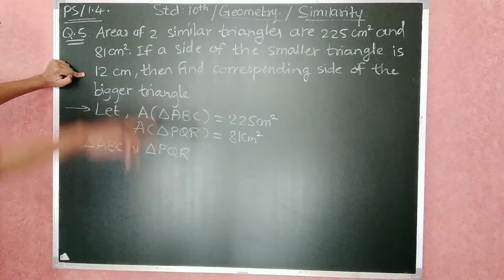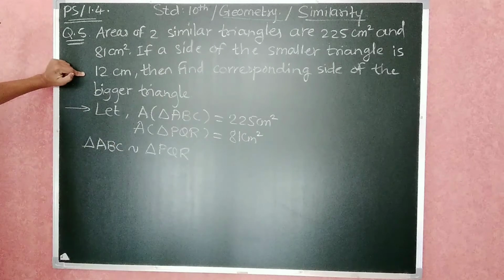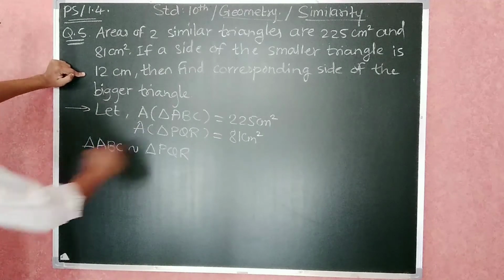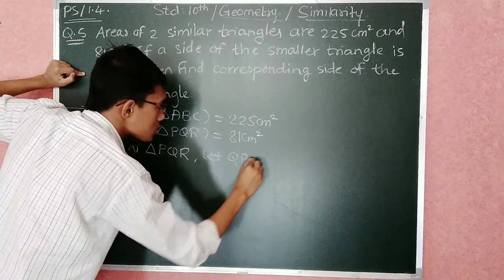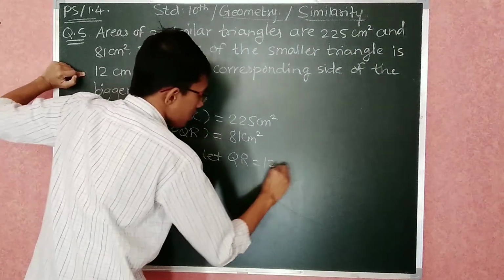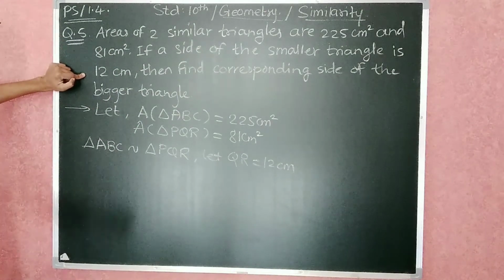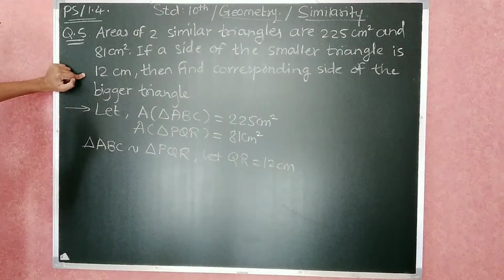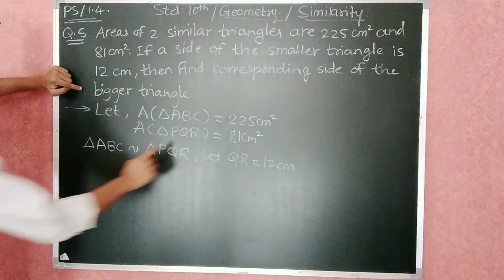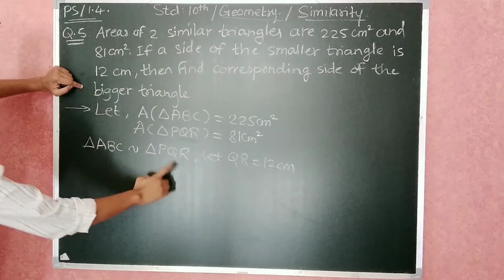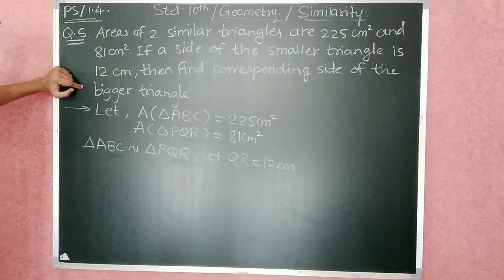Then the side of the smaller triangle, I have taken PQR as my smaller triangle, one of the sides of that triangle, let QR be 12 centimeter. Then what I have to find? I have to find the length of the corresponding side in the bigger triangle. What is the corresponding side of QR? It is BC. So we have to find the value of BC now.